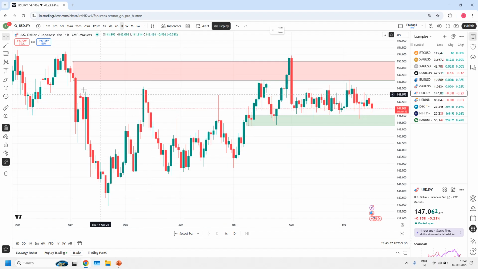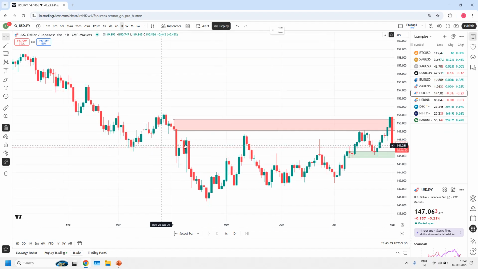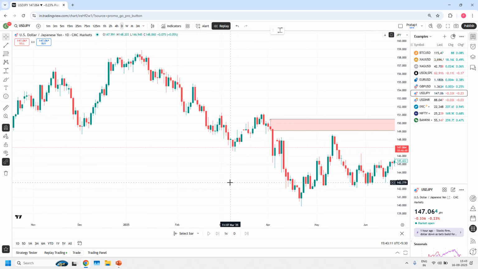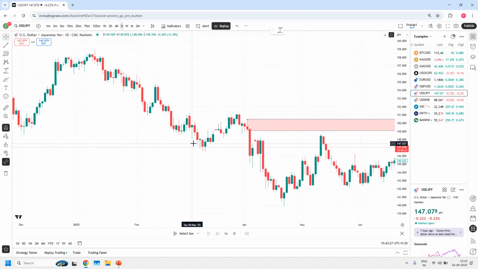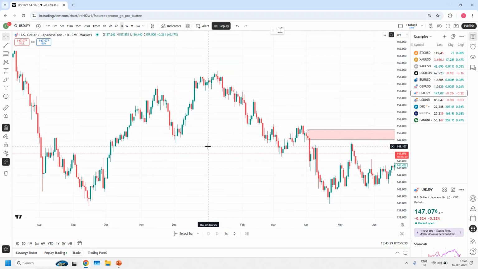And does this supply zone have any zone achievement? Yes. See here, we have a drop, 2 base candles, and a rally. This supply zone violated this entire one. Maybe if you are not convinced with this, if you still feel these are the base candles, this is still a valid demand zone. See here.